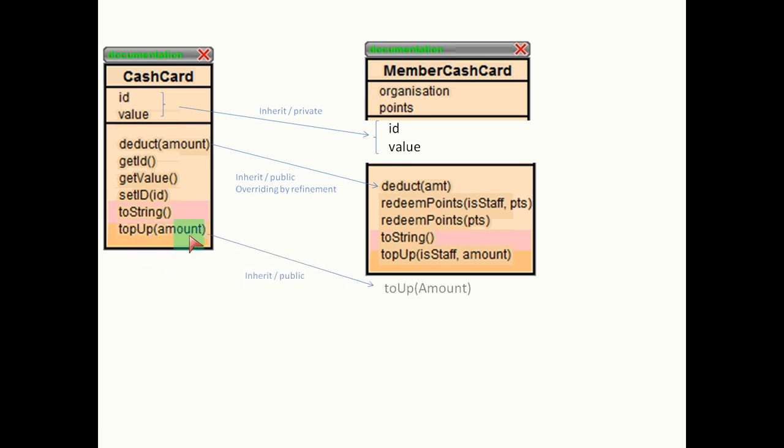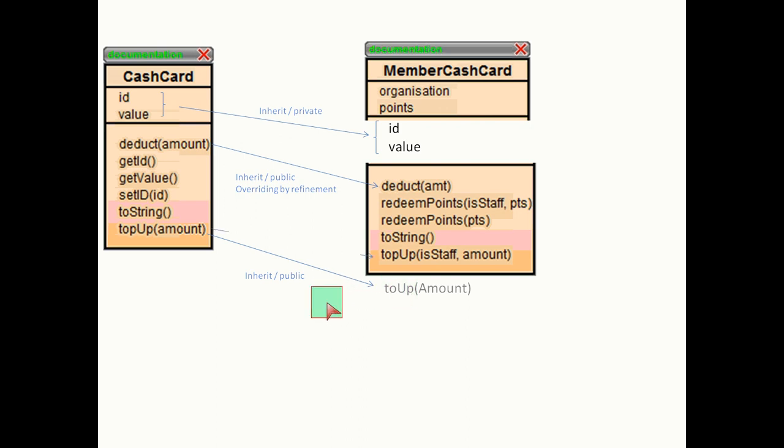Next, you look at top up, and in this case, there's no corresponding top up method here, but nonetheless, this is inherited publicly. So if you call top up on a subclass, you will actually call the superclass top up. This is inherited. Because it's public, you can directly call it from the subclass without any problem.